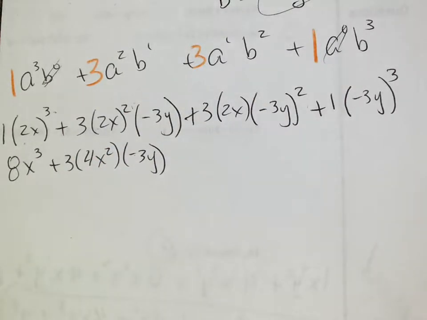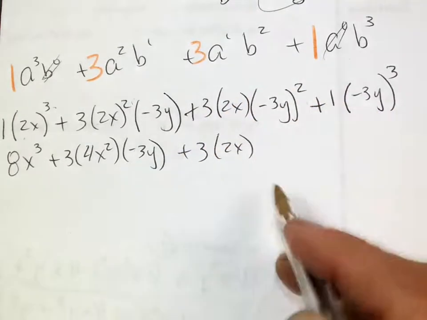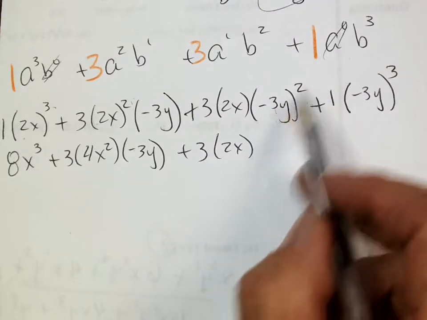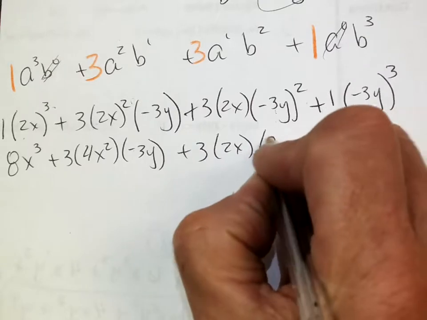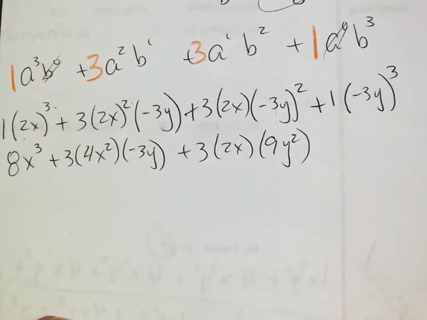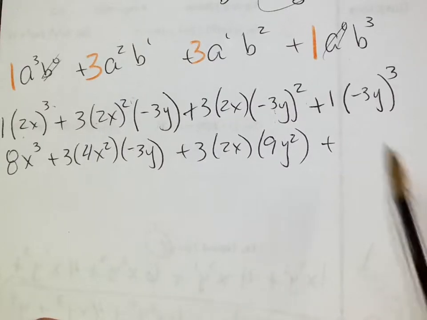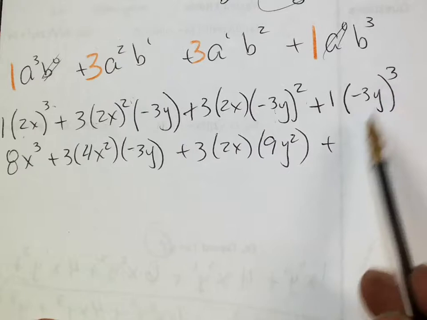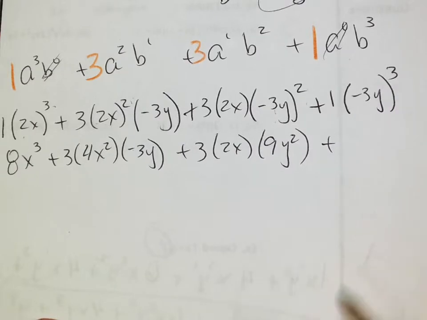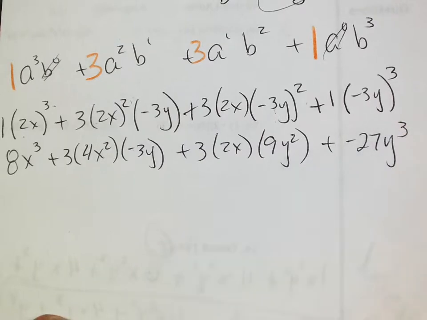I'm going to try and go step by step so I don't confuse anybody, okay? Plus 3 times 2x. And what is a negative 3 squared? Negative 3 squared? Positive 9. So we have positive 9y squared, right? Plus, what's a negative 3 cubed? What's a negative 3 cubed? Negative 27 y cubed. Okay, I am so close to being done.